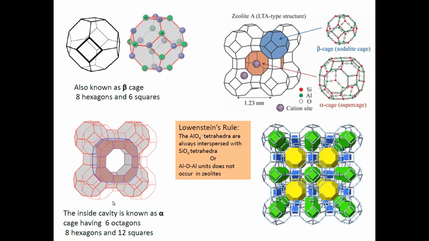So we discussed the inside cavity is called the alpha cage, having 6 octagons, 8 hexagons, and 12 squares. The beta cage is small, with 8 hexagons and 6 squares. The alpha cage is bigger, with 6 octagons, 8 hexagons, and 12 squares. Now if you extend this, you see the right hand bottom structure. This is the crystal structure, where you can see there are two kinds of holes, cages, the yellow ones and the green ones. So this is one typical zeolite.